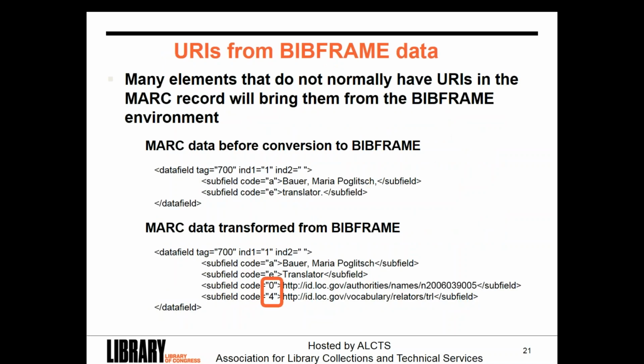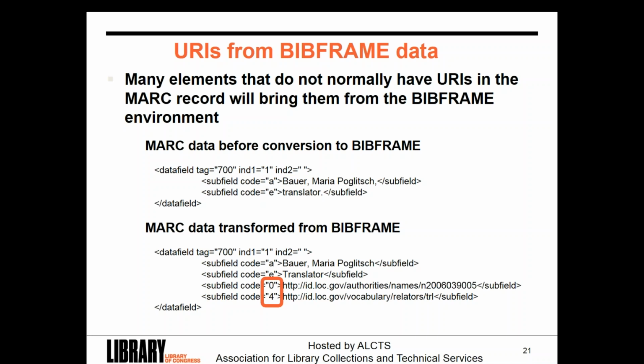Another issue are the URIs from the MARC record, from the BibFrame record. Many of the elements in the MARC record have a $0 or a $4, which are subfields that can contain a URI. And there's an example on the screen of the MARC data before conversion to BibFrame.